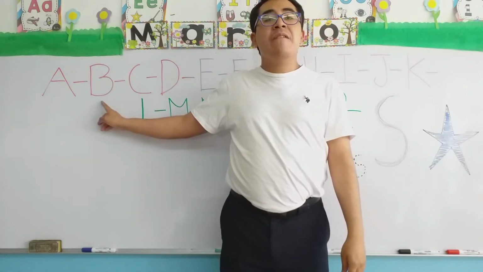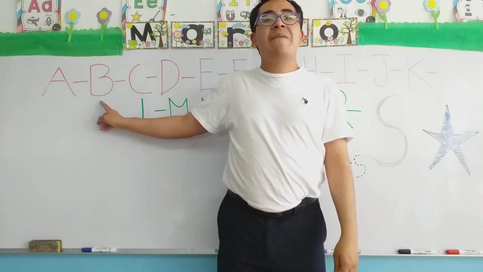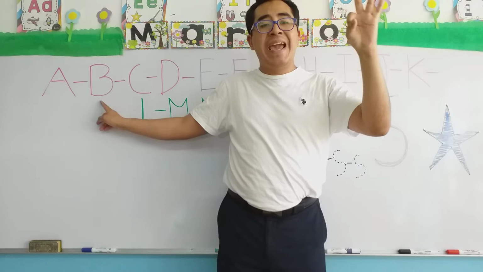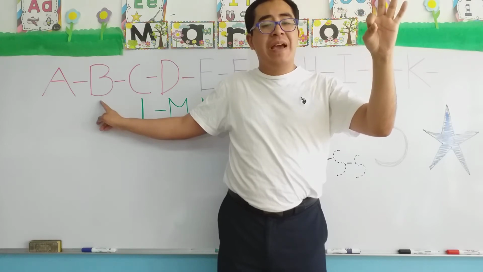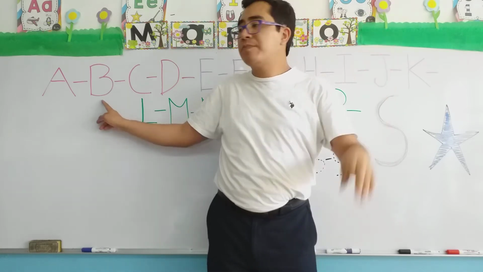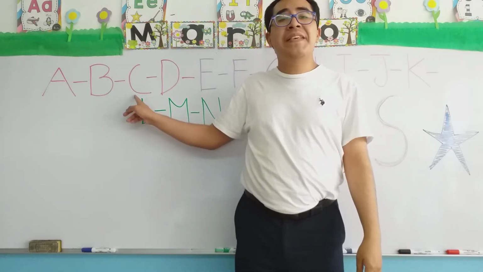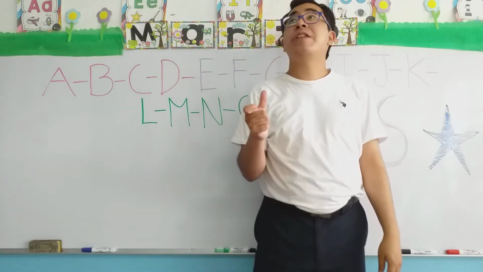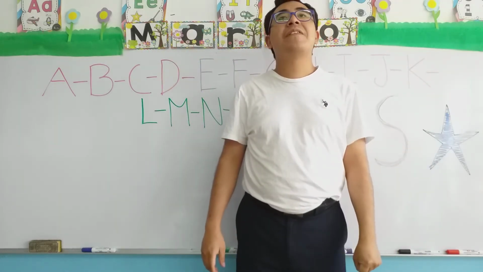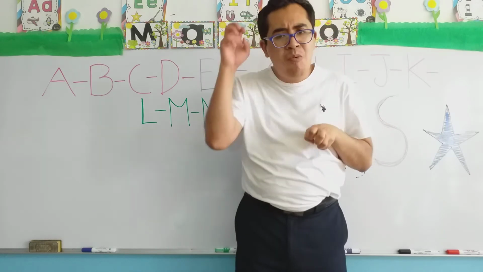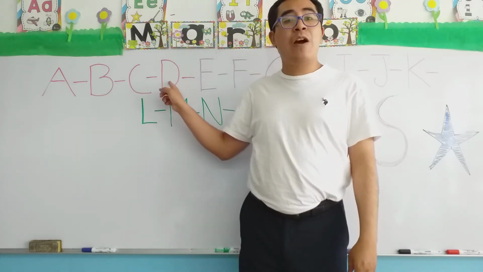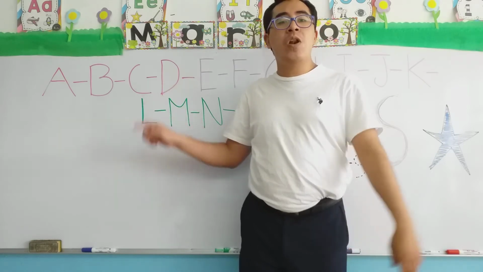Capital B. For capital B, we have objects as balloon, ball, bear. Remember bear, an animal of the zoo in Spanish, oso. For capital C, we have the coin, we have the clown, we have the cat, meow, meow. For capital D, we have dragon, we have doll.